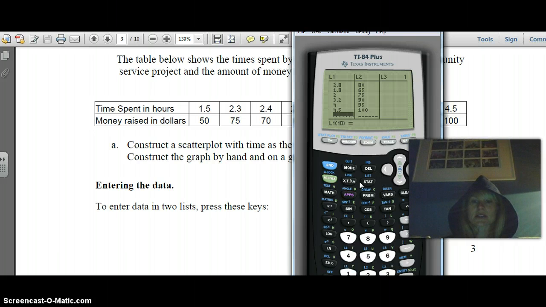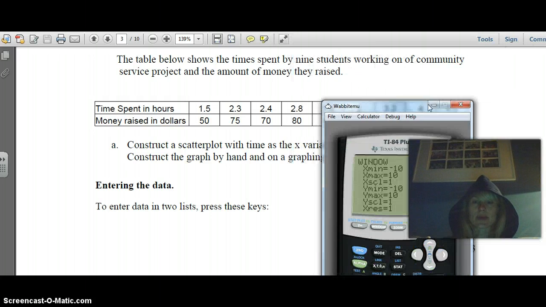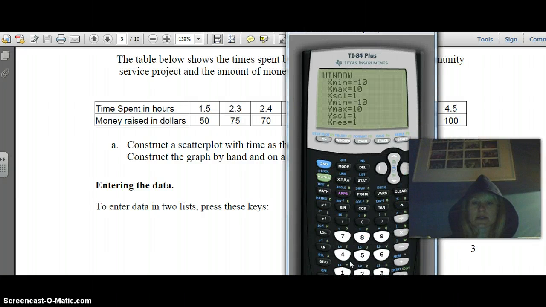Well, actually, let's set our window and graph it first. So we're going to set our window. Our minimum is 1.5, so let's go with 0. Our maximum is 4.5, so we'll go with 5. And I would probably go by, let's try halves. Might need to go lower than that, we'll see.